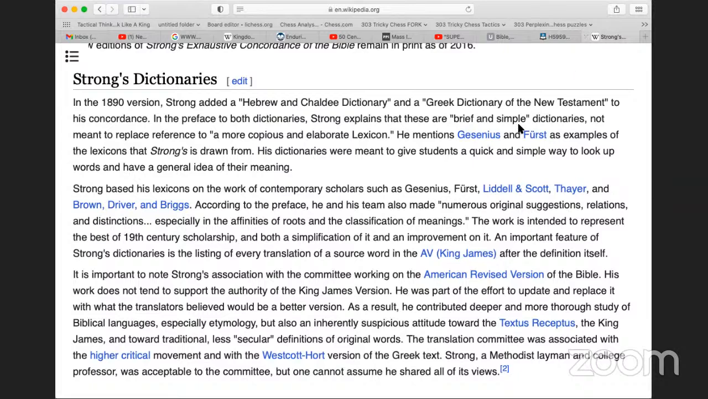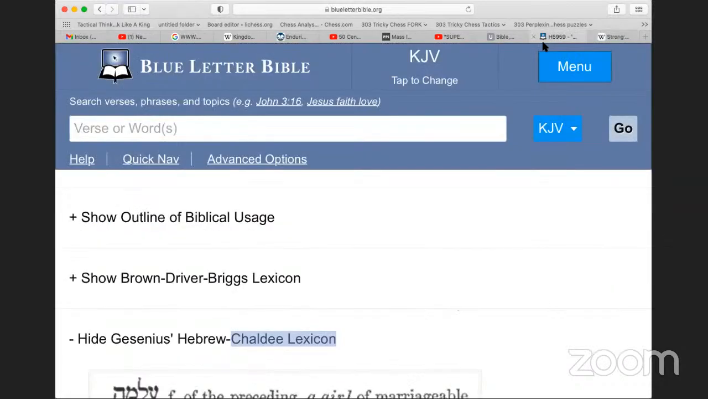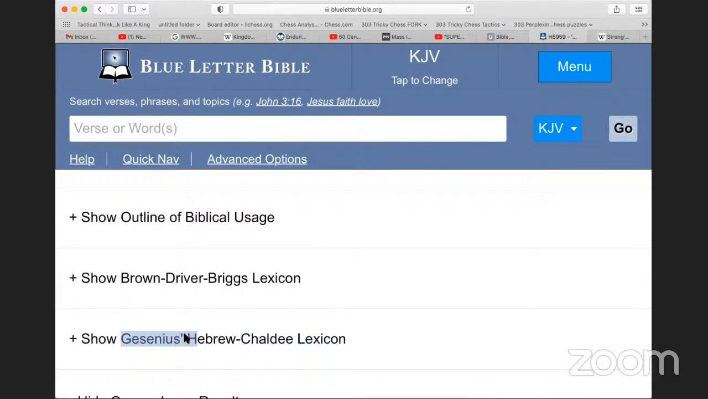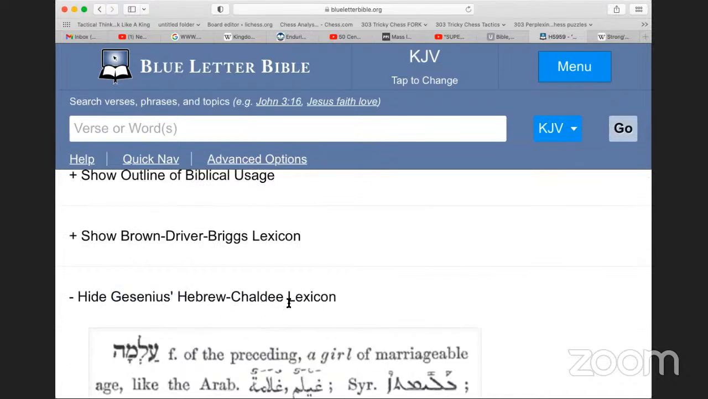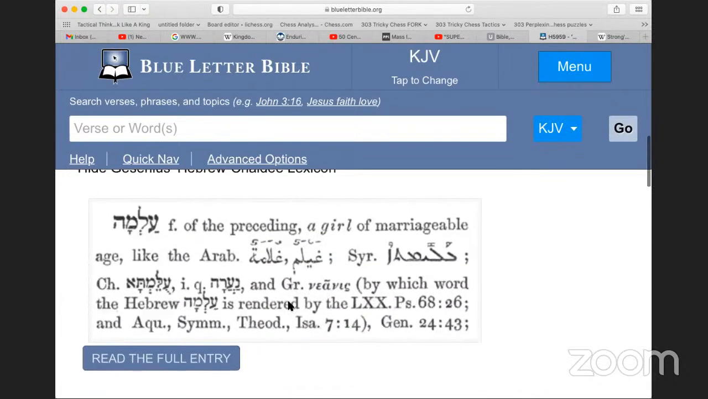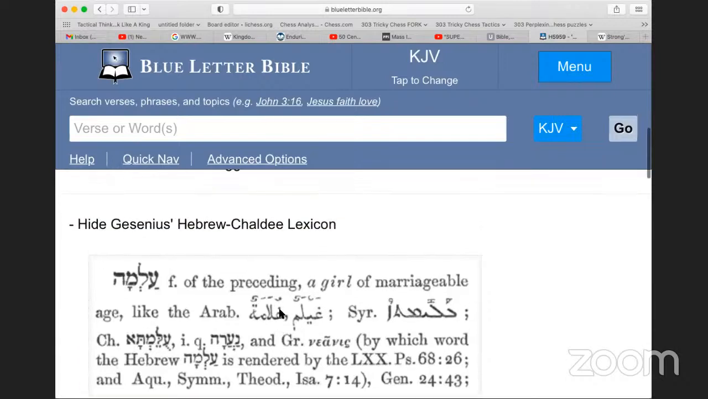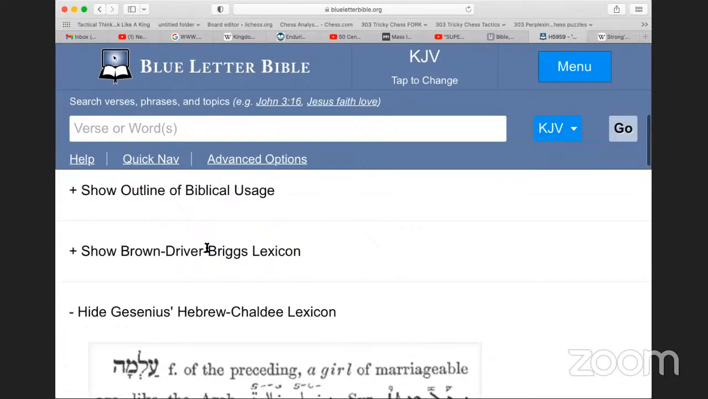Okay, he mentions Gesenius and others as examples of the lexicons that Strong's is drawn from, which would be this. He drew from here, but he makes the definition pretty concise, right? It's not a lot going on here. That's all I got here. So he said this is not meant to replace a true lexicon. This is the Brown Driver Briggs lexicon.